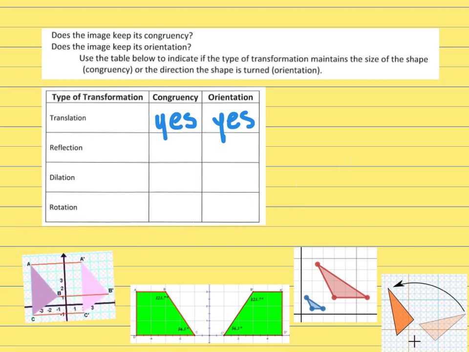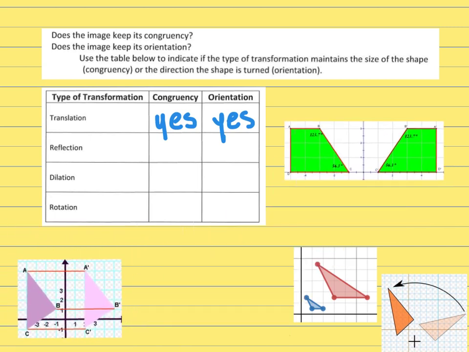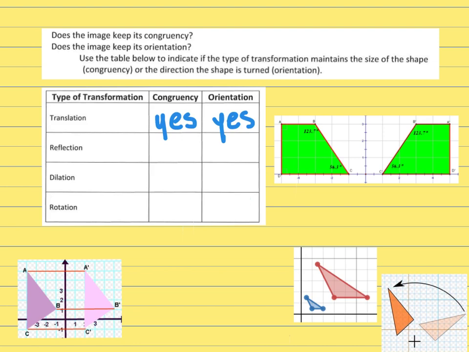Now, when we look at the next one, a reflection, here is an example of that. A reflection is just like you're looking at yourself in the mirror. A was in the top left, but now when you look over here, A is in the top right. So it flips over. The two shapes are the exact same size, so they are congruent. I would say yes, but they're not going in the same direction. Things are opposite now, so that would be no.